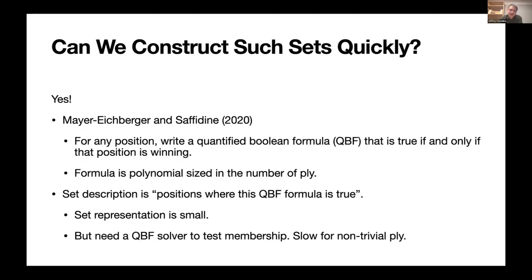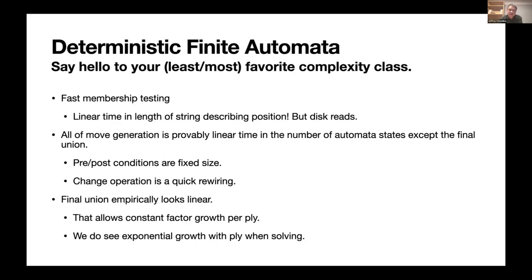So instead, we used deterministic finite automata for our representation. If you come from a computer science background, this might be your least or most favorite complexity class. They're very simple. They process strings in time linear in the length of the string. This makes them super useful for compilers. And since we'll be working with boards with a fixed number of squares, we essentially have linear time in that number of squares. So it's pretty fast. There might be a large constant per square, but still pretty fast.